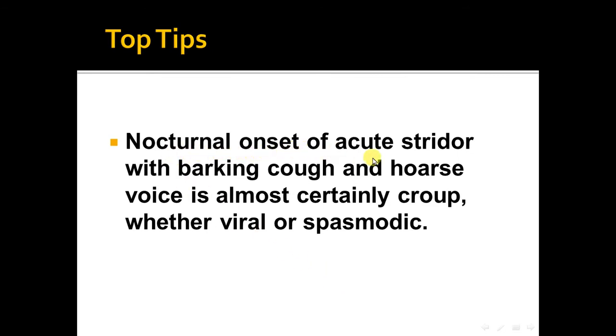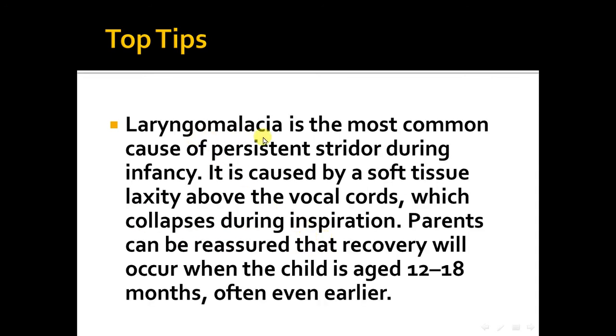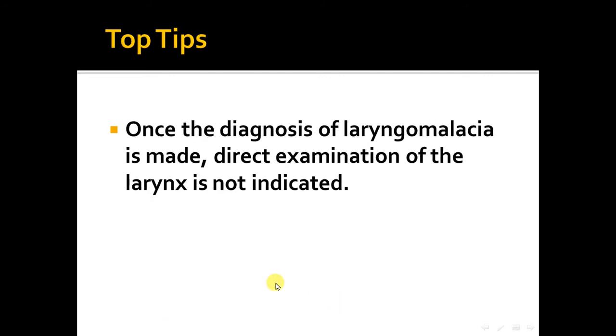Nocturnal onset of acute stridor with barking cough and hoarse voice is almost certainly croup, whether viral or spasmodic. Laryngomalacia is the most common cause of persistent stridor during infancy. It is caused by soft tissue laxity above the vocal cords, which collapses during inspiration. Parents can be reassured that recovery will occur when the child is aged 12 to 18 months, often even earlier.